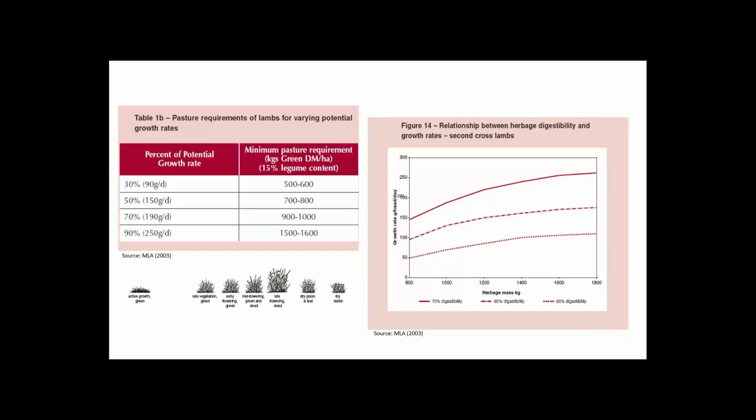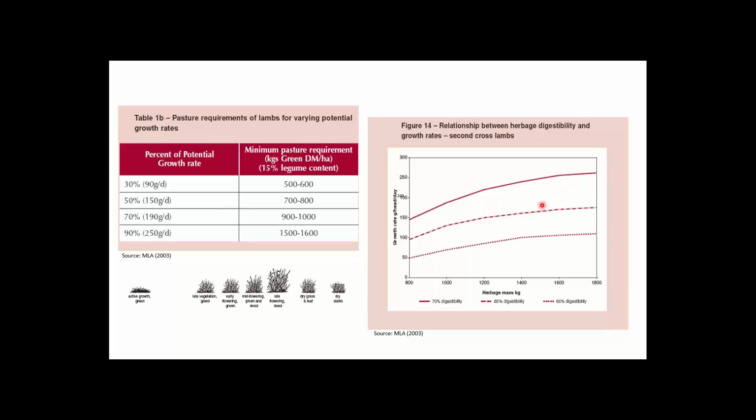So you can see here the relationship between digestibility, pasture availability, and growth rates. For maximum growth rates, we need at least 1,500 kilograms per hectare of green available. And if you look here at the digestibility curve, at 70% digestibility and 1,500 kilos, you're looking at that 250 grams per day, which should be your target, really.